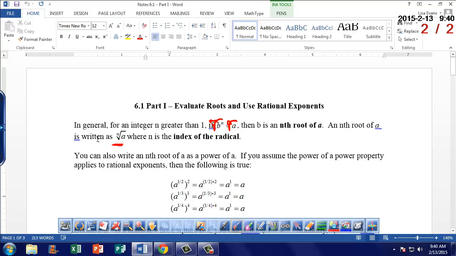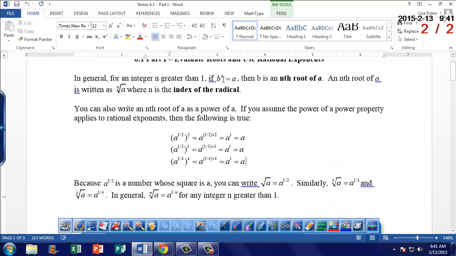You can also write an nth root of a power as a power of a. If you assume the power of a power property applies to rational exponents, then the following is true. So basically think about your rules of exponents. If I have a to the 1/2 raised to the second power, it just becomes a to the first, which is a. Same thing when we have a to the 1/3. We raise it to the third power, remember, because we're multiplying. So our rules of exponents apply, it's just now we're going to see some exponents as fractions.